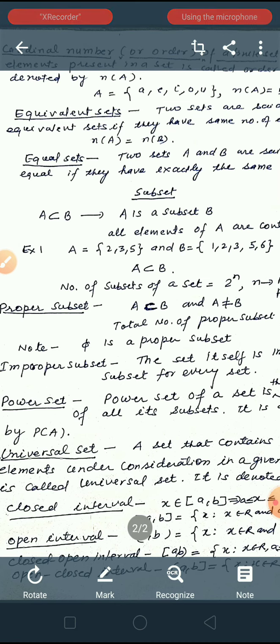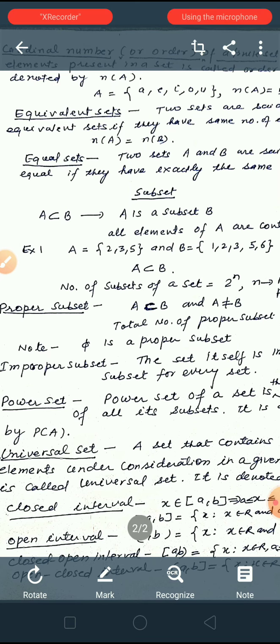Here is an example. A is equal to {2, 3, 5} and B is equal to {1, 2, 3, 5, 6}. You can write here A is a subset of B, because 2, 3, 5 are also present in B. It means all the elements of A are contained in B. Therefore A is a subset of B.